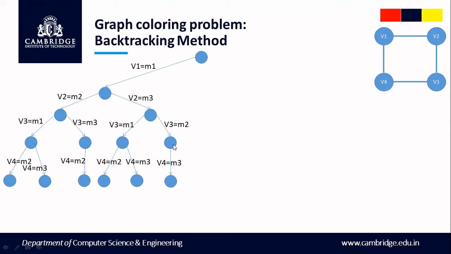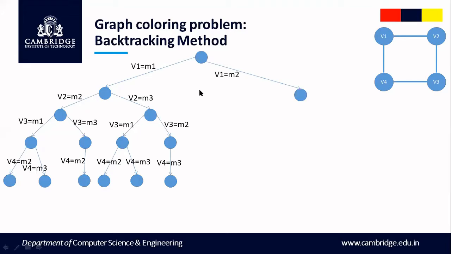So now we backtrack and check for the option for V3. For V3 we don't have any other option. Backtrack for V2. For V2 we don't have any other option. Backtrack for V1. V1 now we can explore with another color, that is nothing but M2.